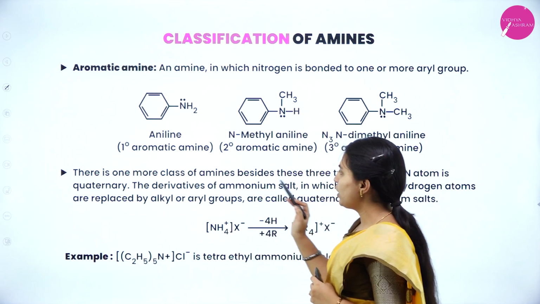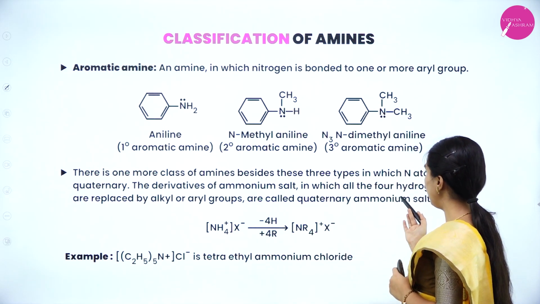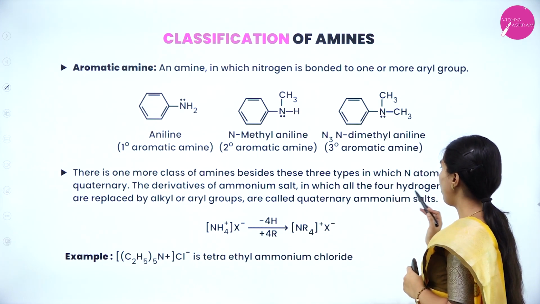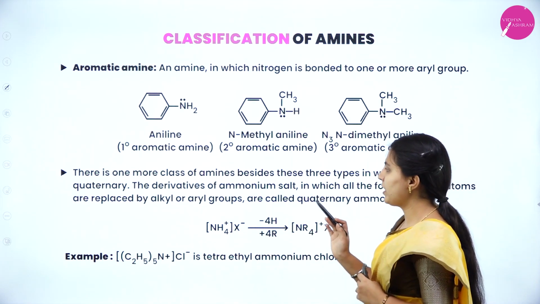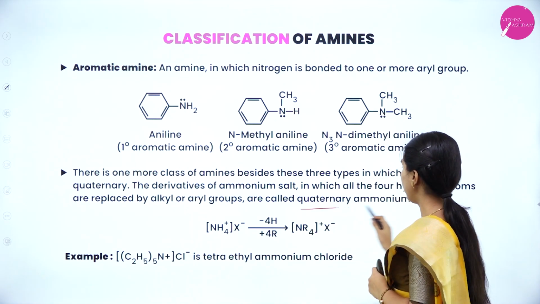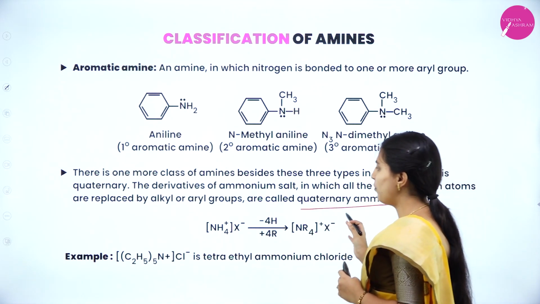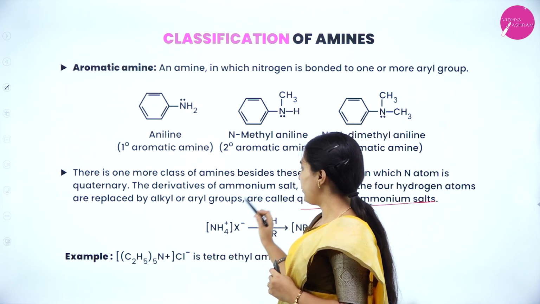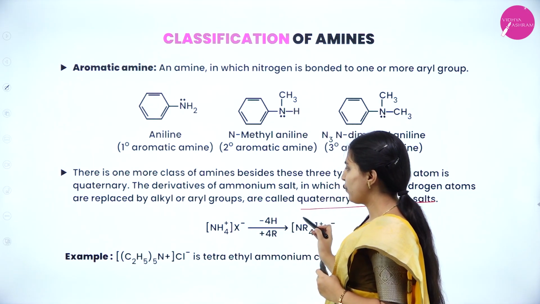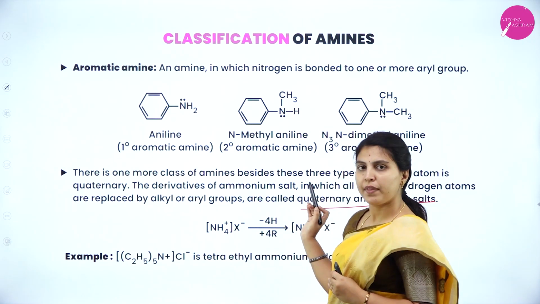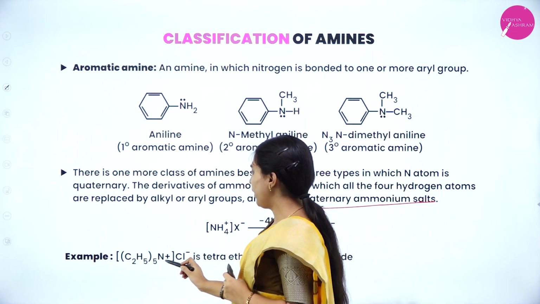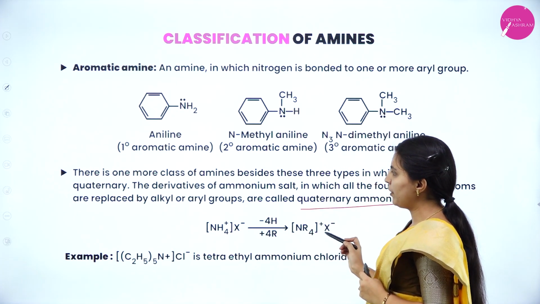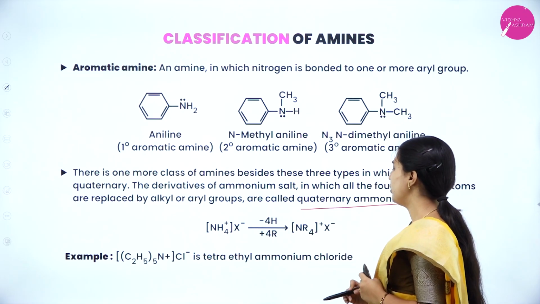And after this one, there is one more class of amines besides these 3 types in which nitrogen atom is quaternary. The derivatives of ammonium salt in which all the 4 hydrogen atoms are replaced by alkyl or aryl groups are called quaternary ammonium salts. Quaternary ammonium salts in which ammonium nitrogen is surrounded by 4 hydrogens. Okay, that's why we'll call it as quaternary ammonium salt. Here (C2H5)4N+Cl- is tetraethyl ammonium chloride, which is the best example for quaternary ammonium salt.